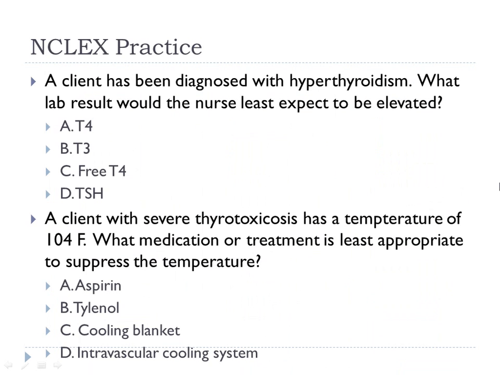Let's do some practice questions. Read the first one. Patient has hyperthyroidism. Which lab result would the nurse least expect to be elevated? Well, that kind of makes it a little more difficult, doesn't it? It's TSH, right? There's a couple of ways you can go about this question, because right now it seems pretty simple, but on the test it would trick people. First, you could say which of these is not like the others. That's TSH. T4 and T3 are thyroid hormones, and TSH is a pituitary hormone. But also, with hyperthyroidism, you have elevated thyroid hormone and low TSH. It's that negative feedback.